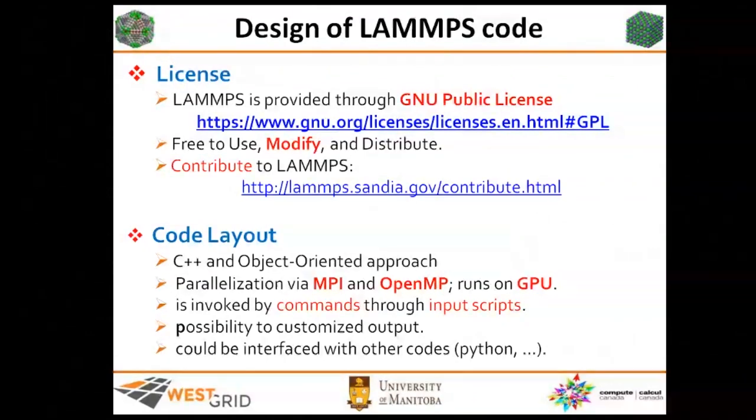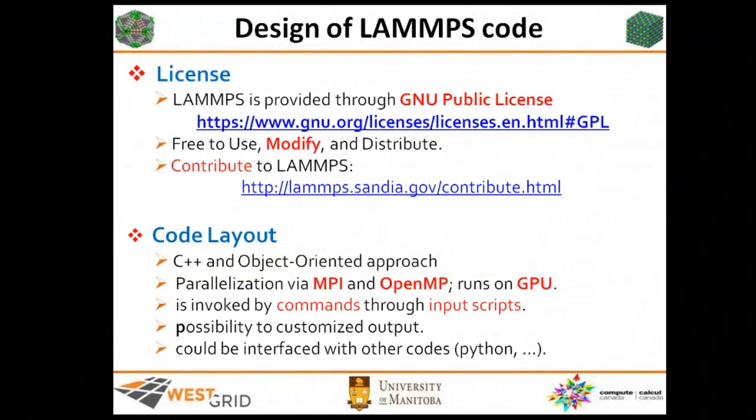If you modify something, for example, if you add a potential or a package, you can also contact the developers. They can add it to the next version of LAMMPS. The first version of LAMMPS was written in Fortran. Then they switched to C++. It uses an object-oriented approach. It has different parallelization using MPI, OpenMP, and GPU accelerators.